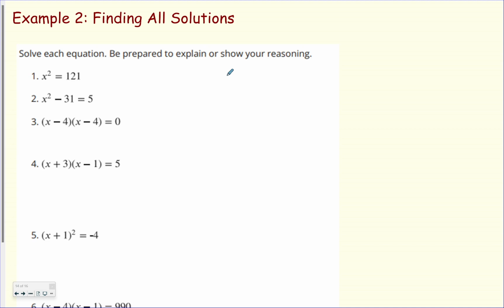Next question here. Let's look at finding all the solutions that we have to these equations. So we have x squared equals 121 and a whole bunch of other equations. Let's see what we can do in terms of finding solutions here. Now, we can do this through graphing, if you'd like, or we could do this through solving. Okay, let's just do this with solving first.